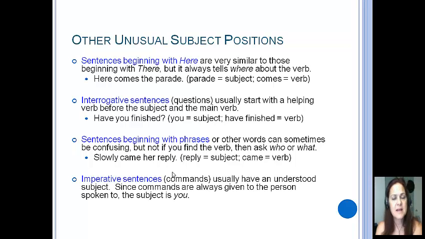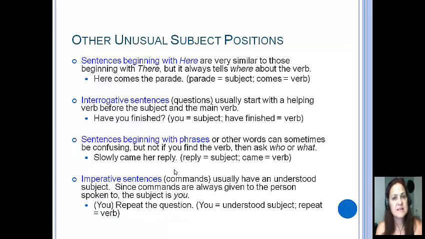The last type is imperative sentences, which are command sentences. And command sentences usually have an understood subject, and that understood subject is you, because when somebody is giving a command, they're speaking directly to you. Or when you're giving a command, you're speaking directly to that person. So let's look at this example.